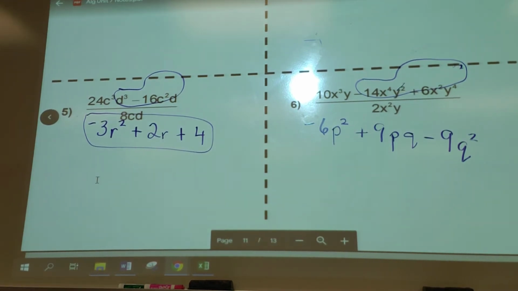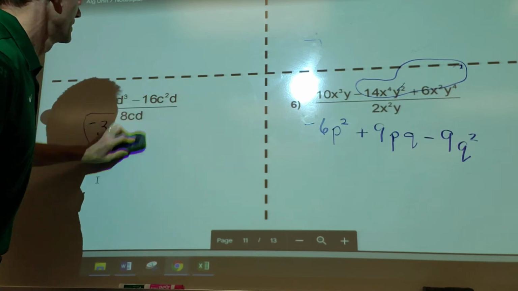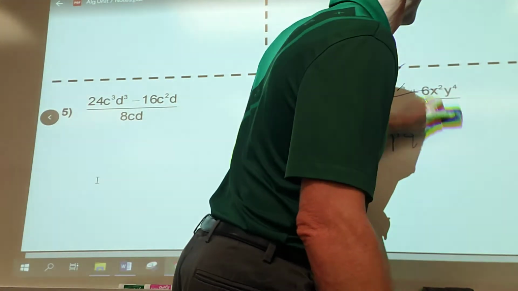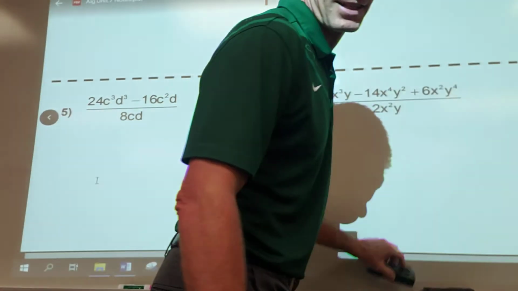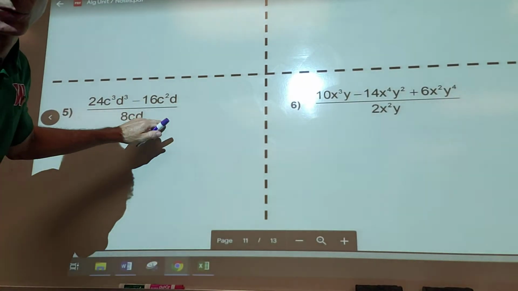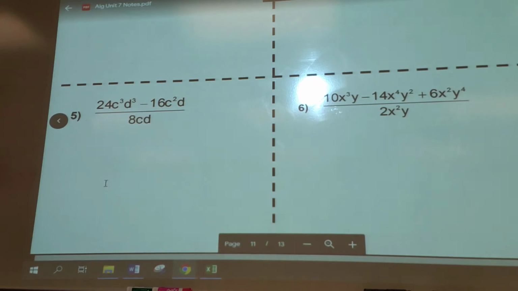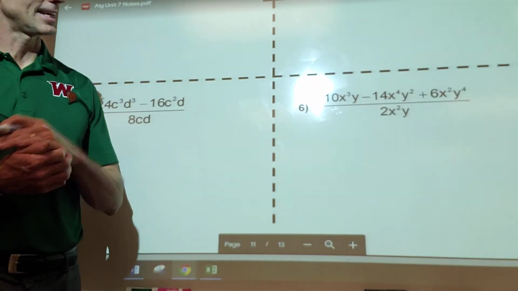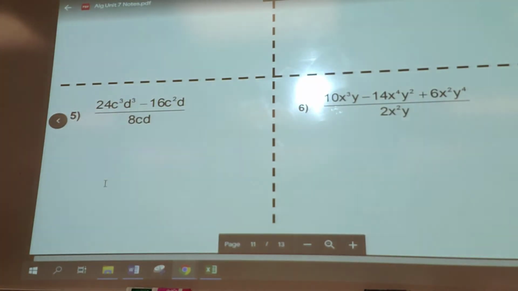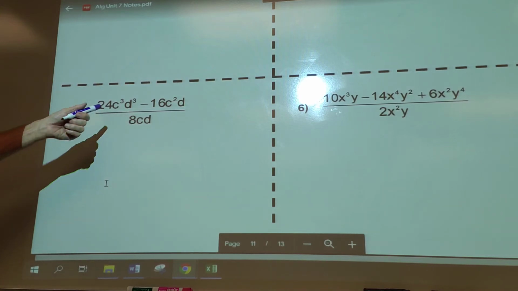All right, last one. Depending on this light, we'll go ahead and work this one. I'll save that for you. I think you can handle it. And then again, I'll put the answer key up here and let you check that one on your own.